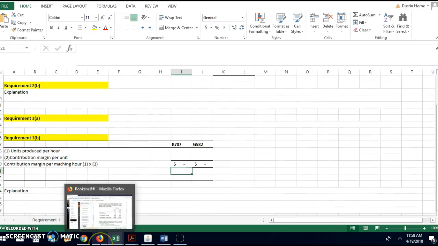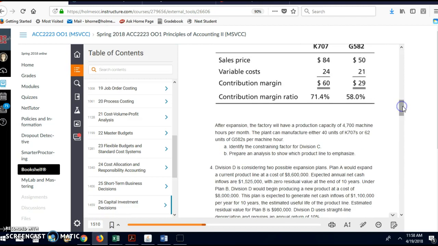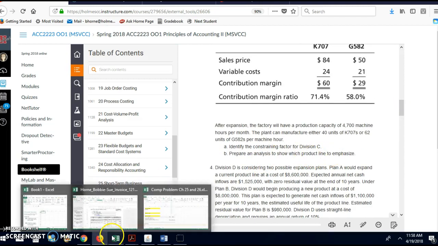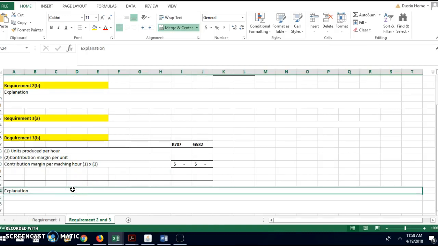So let's look at explanation 3B, what we need to say. Prepare an analysis to show which product line to emphasize. So what you need to do here is explain, when facing a constraint concerning which products to emphasize, the decision rule is to emphasize the product with the highest contribution margin per unit of the constraint. You can put that sentence in there. That sentence is also on page 1422, or you can play this video back to type it.